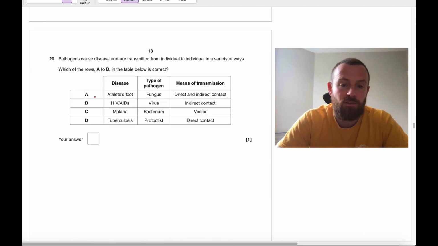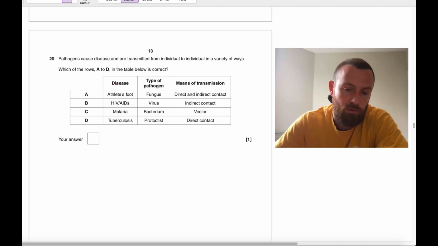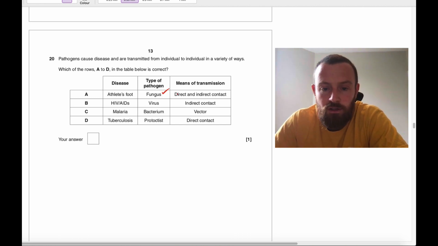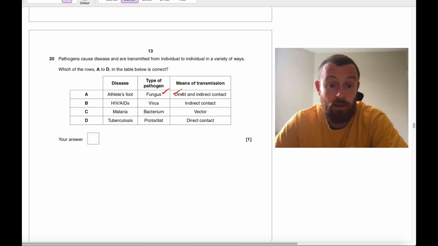20. Pathogens that cause disease are transmitted from individual to individual in a variety of ways. Which of the rows A to D in the table is correct? Okay, well, we'll just go through it. Athlete's foot, yeah, it's a fungus. Direct and indirect contact, yes, that's true. Okay, well, that was easy, it's A.